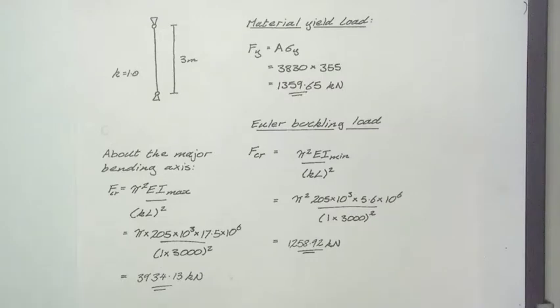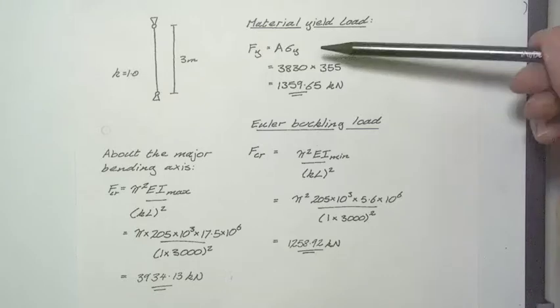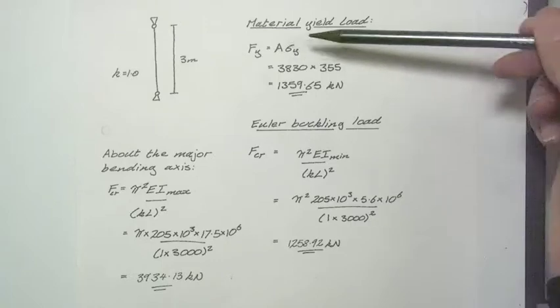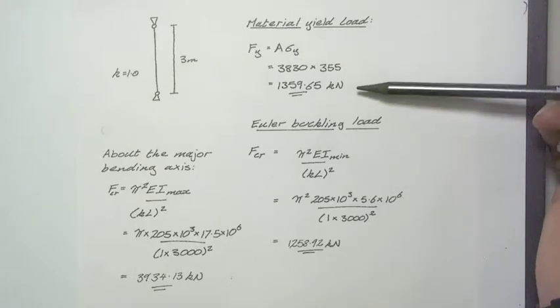So, going on to calculate the different loads at which either material yield will occur or at which Euler buckling will occur. For the material yield load, we simply multiply the yield stress by the area A here, and that gives us approximately 1300 kilonewtons as the material yield load.